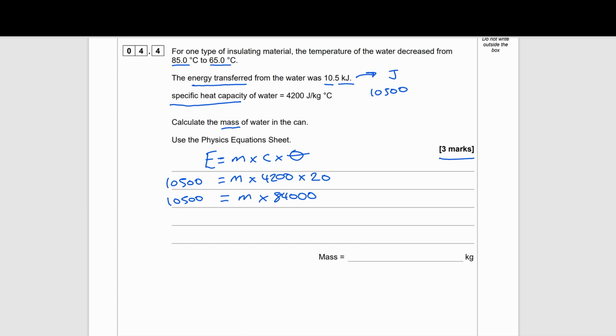So we need to isolate our mass, get that on one side. Opposite operation to multiplication will be division. So it'll be 10,500 divided by 84,000. And that will give us our mass, which will be 0.125 kilograms.